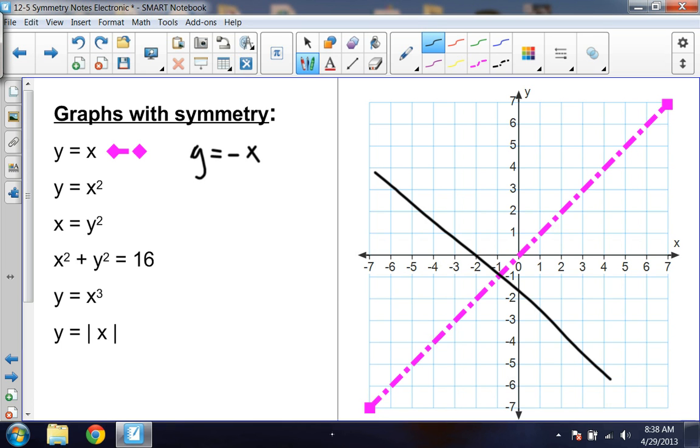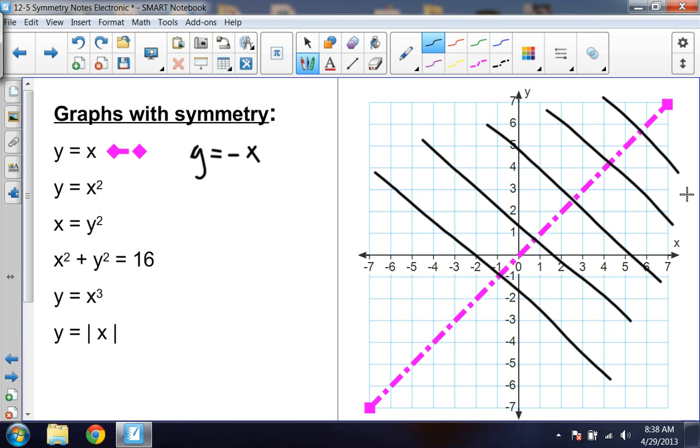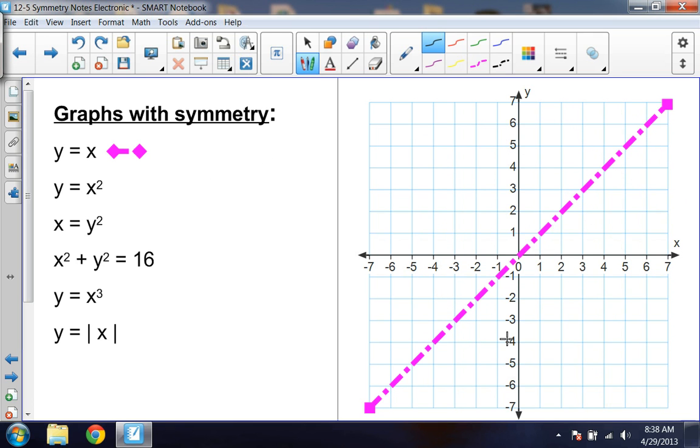Because these lines go infinitely in this direction and that direction, it doesn't have to go right across there. It could go just anywhere along here and just say all of these are different lines of symmetry for this one particular line.